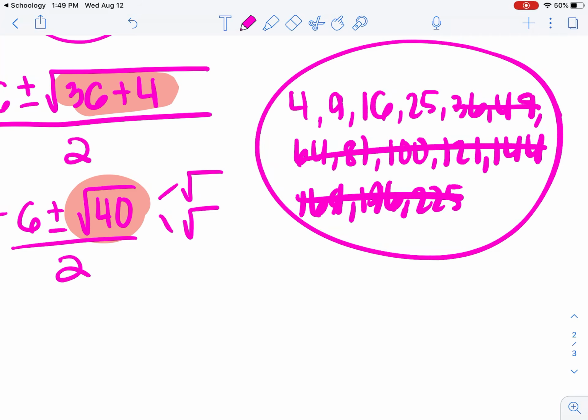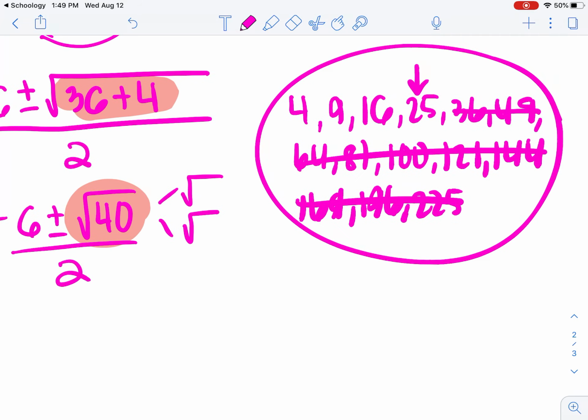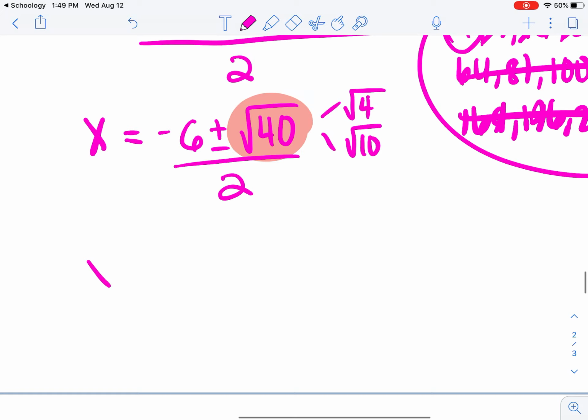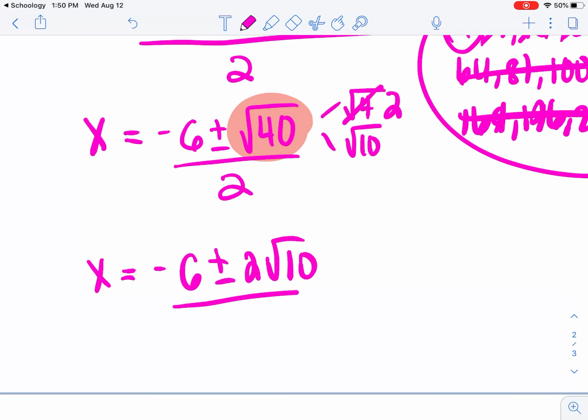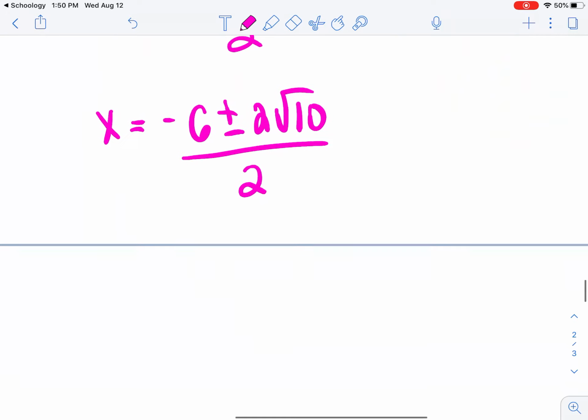So all of these are out, right, for sure. Does 25 go into 40? No. Does 16 go into 40? No. Does 9 go into 40? No. 4 does. So 4 goes in there 10 times. So now I have x equals -6 plus or minus. The square root of 4 is 2, so 2 root 10 divided by 2.